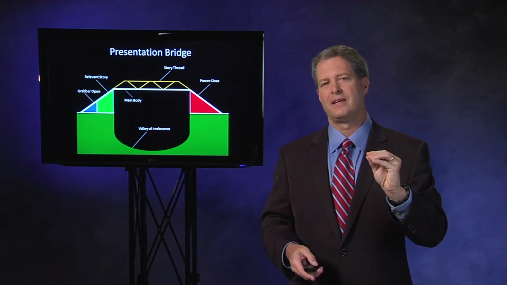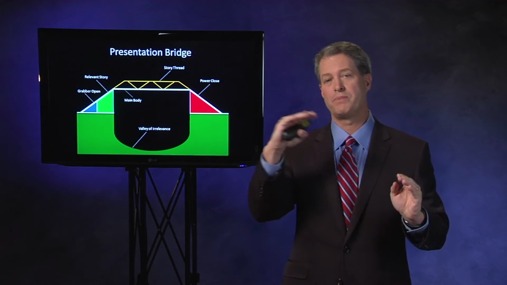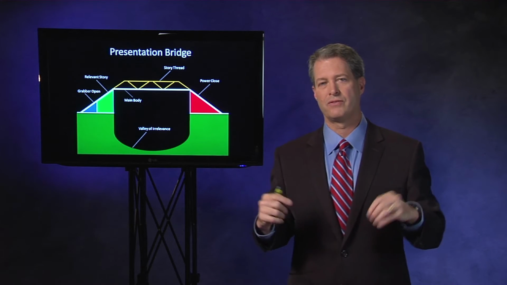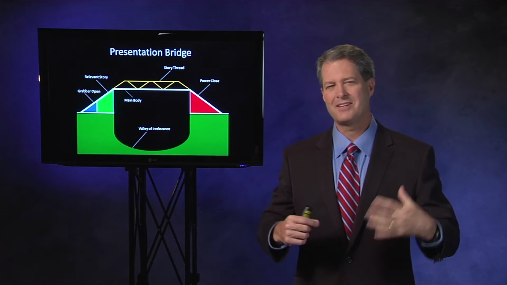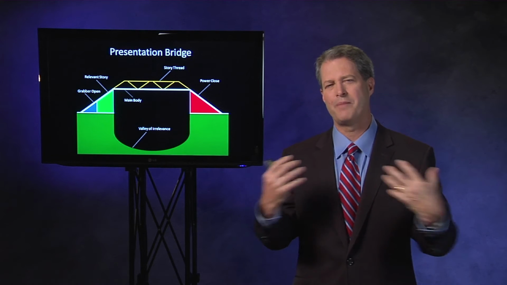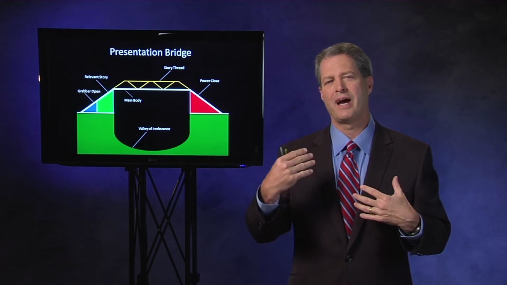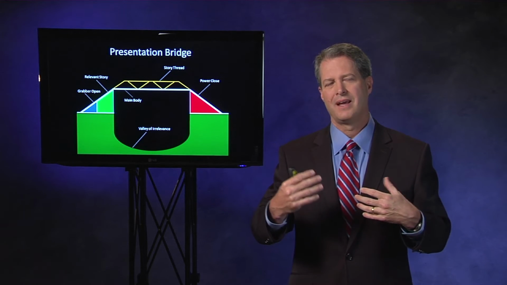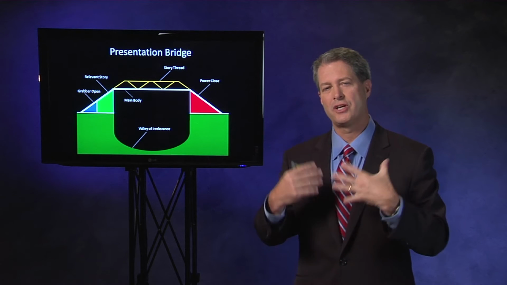So what Sheenan did, he just used that simple speech bridge to develop his presentation. First was a grabber open. He said, I've noticed an interesting thing. As we get busier and busier, people value convenience more and more. And then he gave a couple of examples, and then he shared a relevant story.